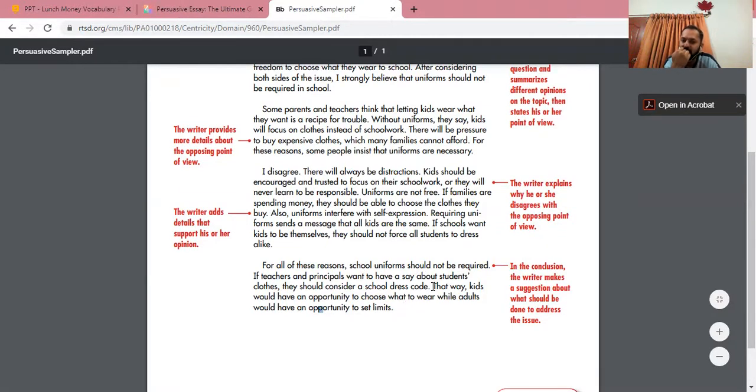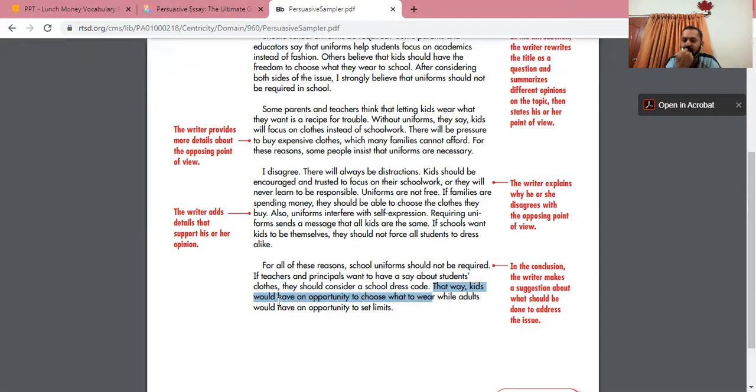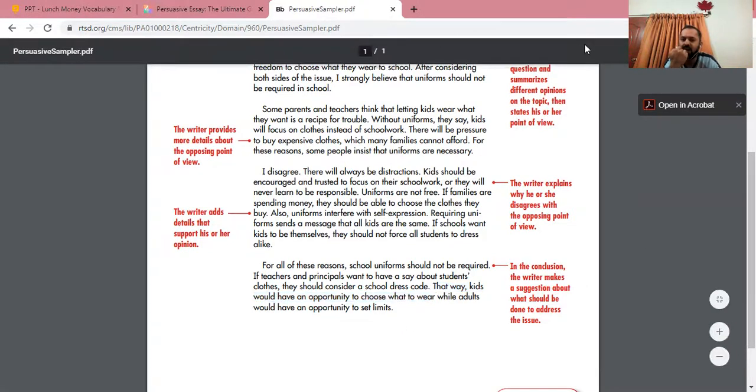Okay, reasons मैंने ऊपर दे दिए. Okay, just like that. So यहाँ पे आपने सिर्फ rephrase करना है. The way kids would have an opportunity to choose what to wear. यहाँ पे हम उनको self expression का मौका दे रहे हैं, आज़ादी का मौका दे रहे हैं. While adults would have an opportunity to set limits. और adults जो हैं, बड़े लोग जो हैं वो एक limit भी set कर सकते हैं. So this is actually like a rough kind of idea just I wanted to give you.